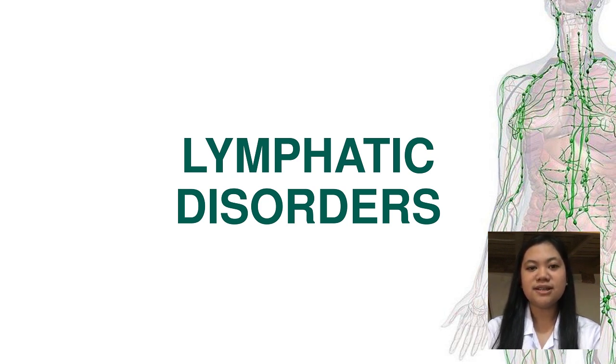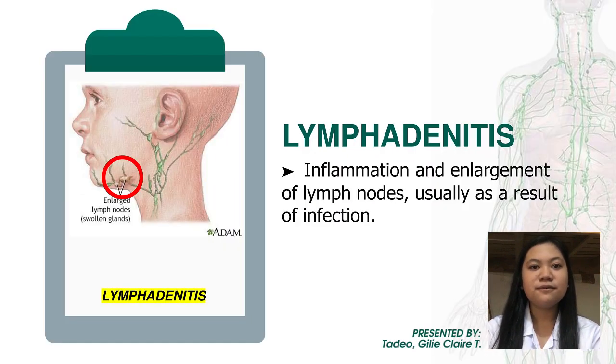Lymphatic disorders refer to the diseases that affect the lymphatic system. First is lymphadenitis. Lymphadenitis is inflammation and enlargement of lymph nodes, usually as a result of infection.